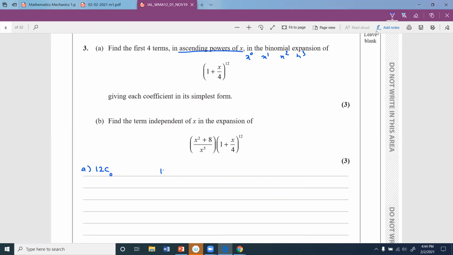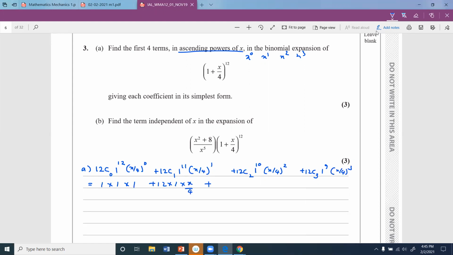So we can say this is 12C0, plus 12C1, plus 12C2, plus 12C3, we need 4 terms. For ascending powers of x, the power of 1 should descend, starting from the highest. Then x over 4 to the power 0, x over 4 to the power 1, x over 4 to the power 2, x over 4 to the power 3. Then you operate it. 12C0 is 1, times 1 and 1. 12C1 is 12, times 1 and x over 4.